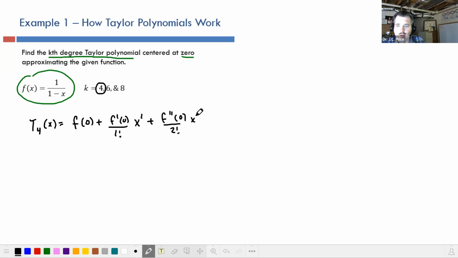And then times x squared, and then plus, and this pattern just keeps continuing. So the third derivative evaluated at 0, divided by 3 factorial, times x cubed. And then finally, this is a fourth degree polynomial, so we'll stop here. And so here I have the fourth derivative of f evaluated at 0 divided by 4 factorial times x to the fourth.